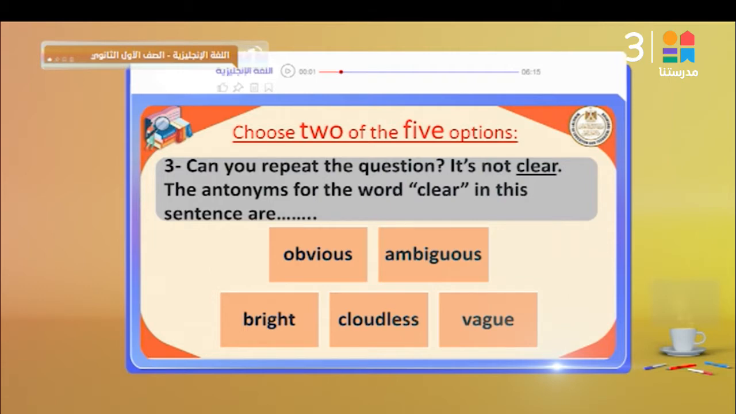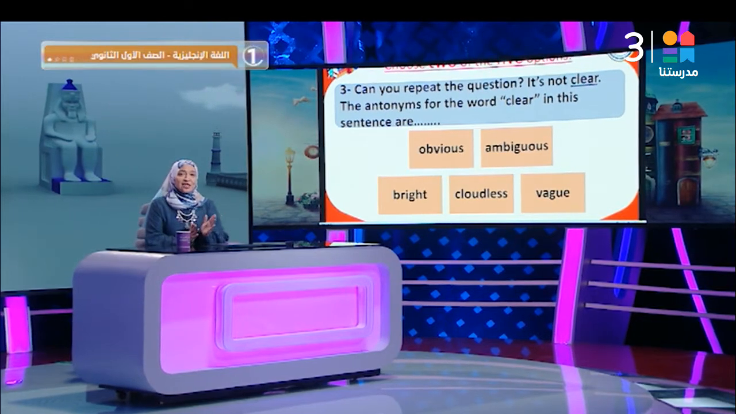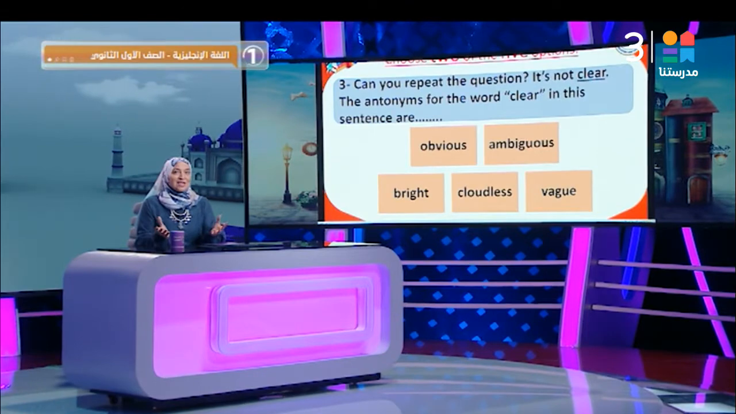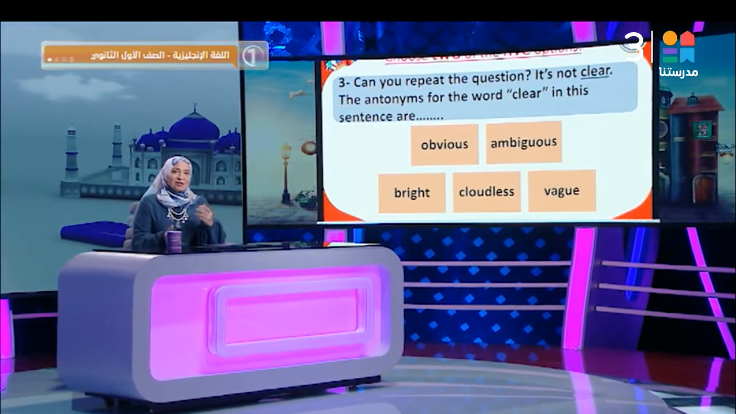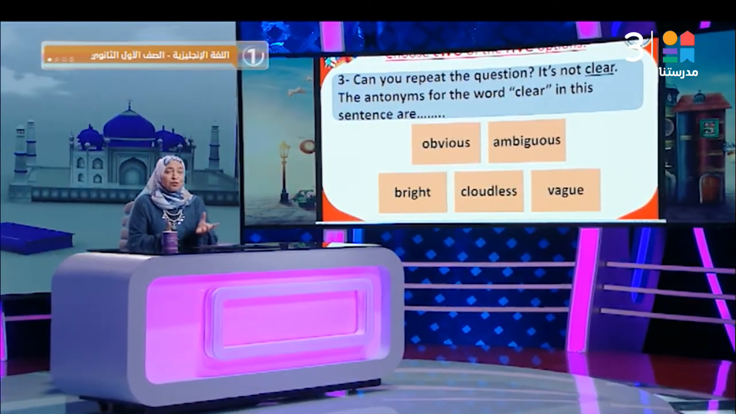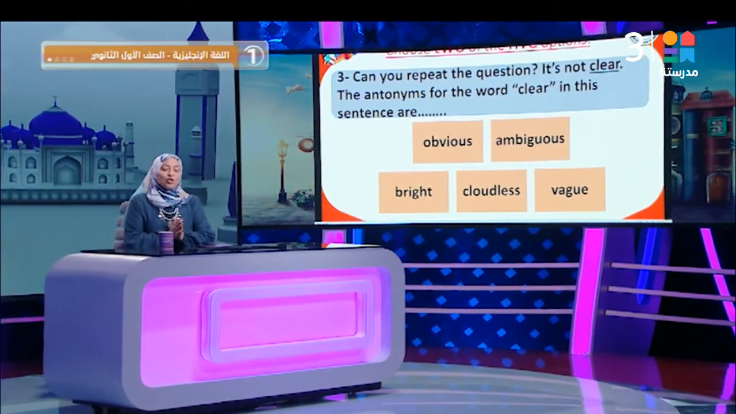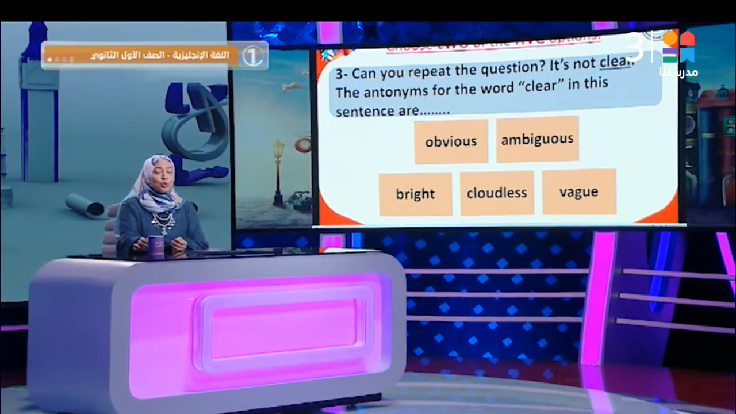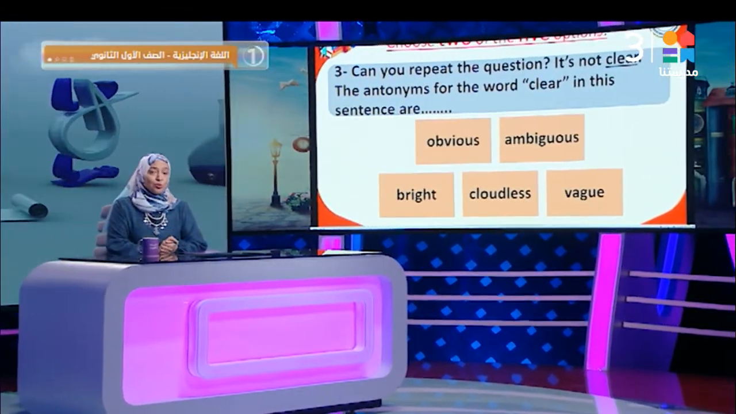I want you to concentrate with me very well, because the word clear has many meanings. So if I talk about the weather being clear, it means it's not cloudy. So the opposite of clear here is cloudy. But when I say the question is clear, it means it's easy. So the opposite is complicated, is difficult. When I say the water is clear, it means it is pure. So the opposite is impure.